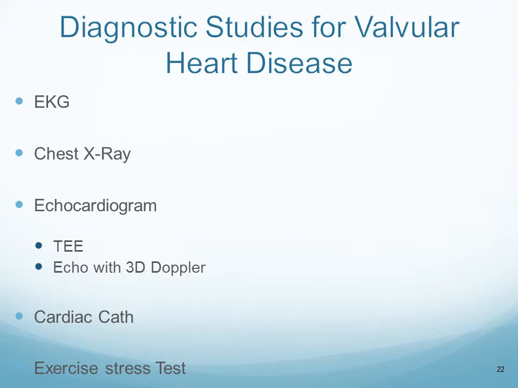We'll get an EKG. We will want to get an echo. We can have a straight echo. We can have an echo with 3D Doppler. That way we can see what's going on in there. A TEE. In some cases, we can have a cardiac cath for diagnosis. Exercise stress test. This gives us a lot of information about the way the heart is responding and the cardiac output, ejection fraction, all of those things. These tests will help illuminate that.